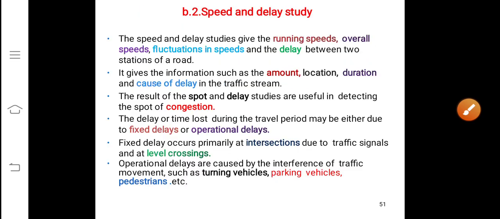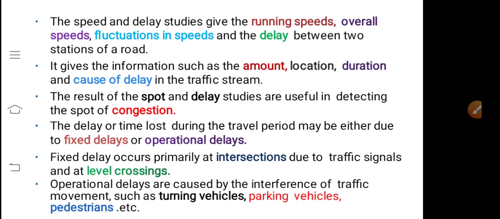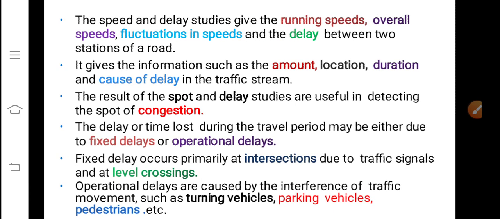Now, speed and delay study. The speed and delay studies give the running speeds that we have already defined, and overall speed, which includes delays and stoppages also, whereas running speed or journey speed excludes the time required for stoppages and delays due to unavoidable circumstances of any reason.